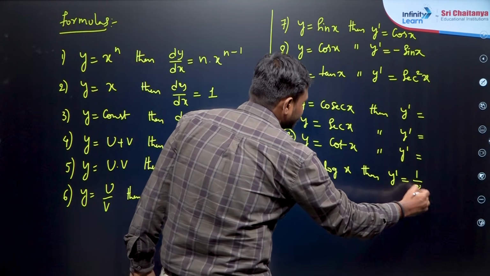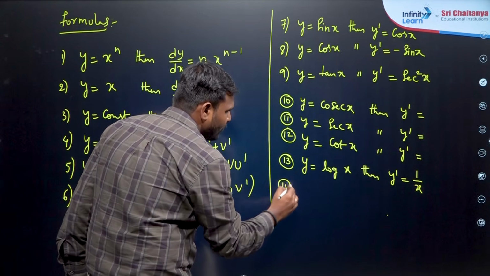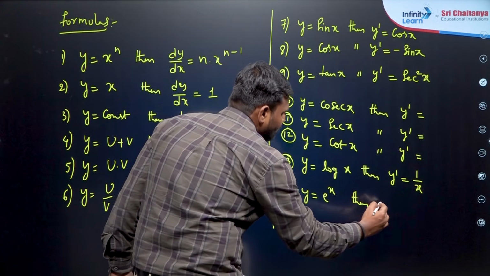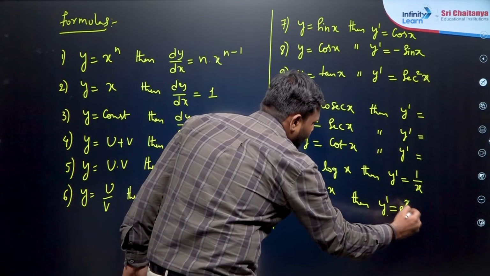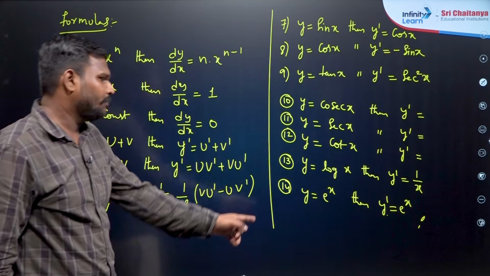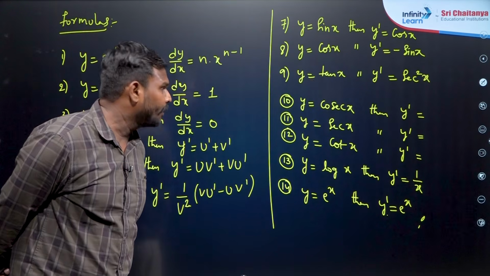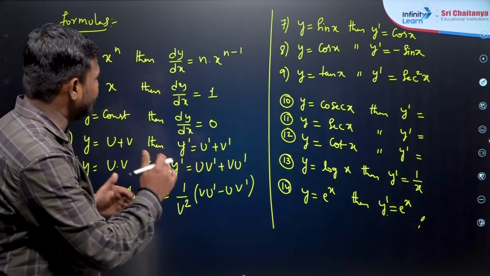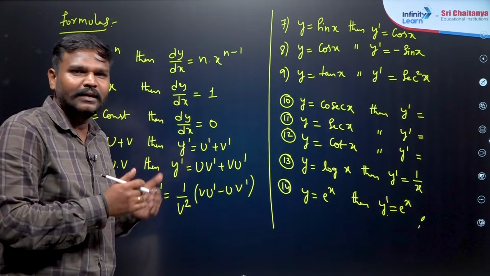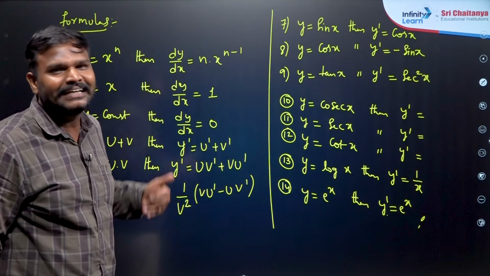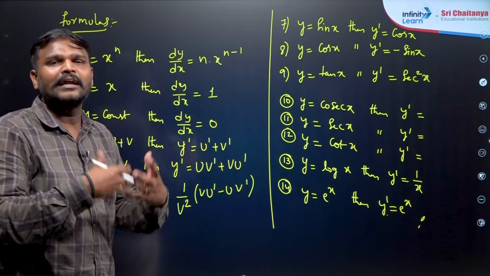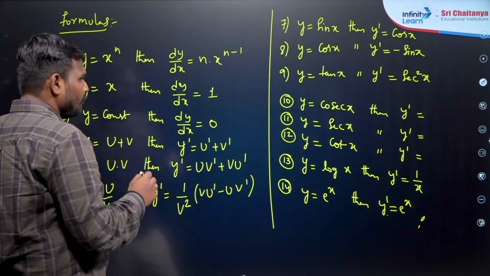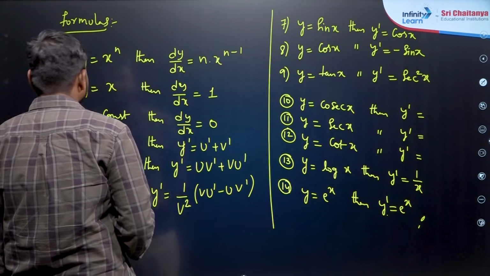1 by x. Next, e power x. Exponential function does not change. E power x derivative will be still e power x. Is that clear? So please copy all these results and try to learn them properly so that we will use it in physics, in kinematics and other chapters. Okay. Next, I hope up to here everything is fine.